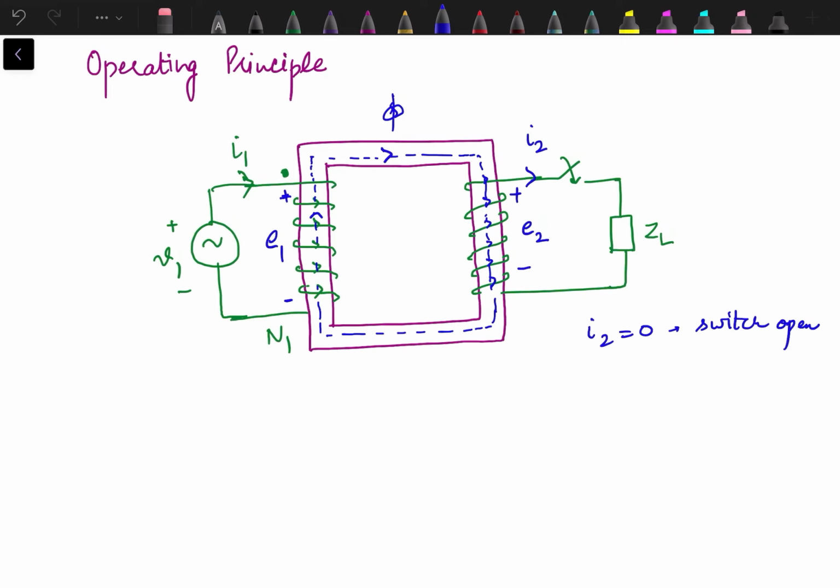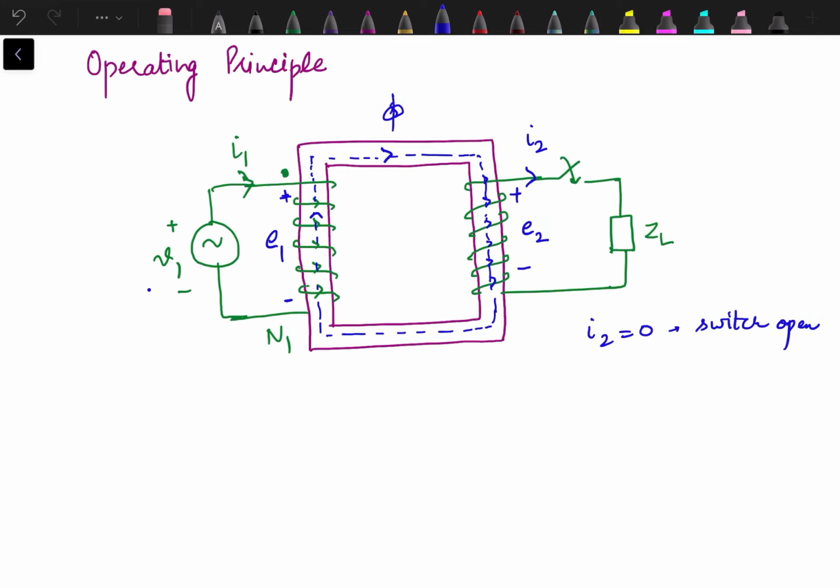So how energy is getting transferred? We have input voltage leads to flow of current I1, which leads to MMF N1 into I1, and then we have flux phi. That flux phi links with the second winding as well. So there is an induced EMF in the second winding, which will give us the value of current I2.